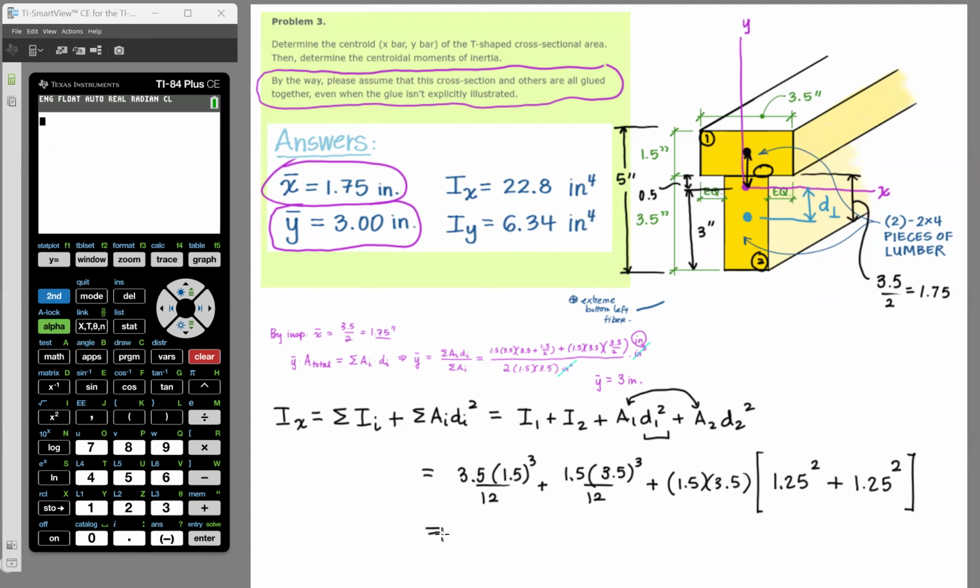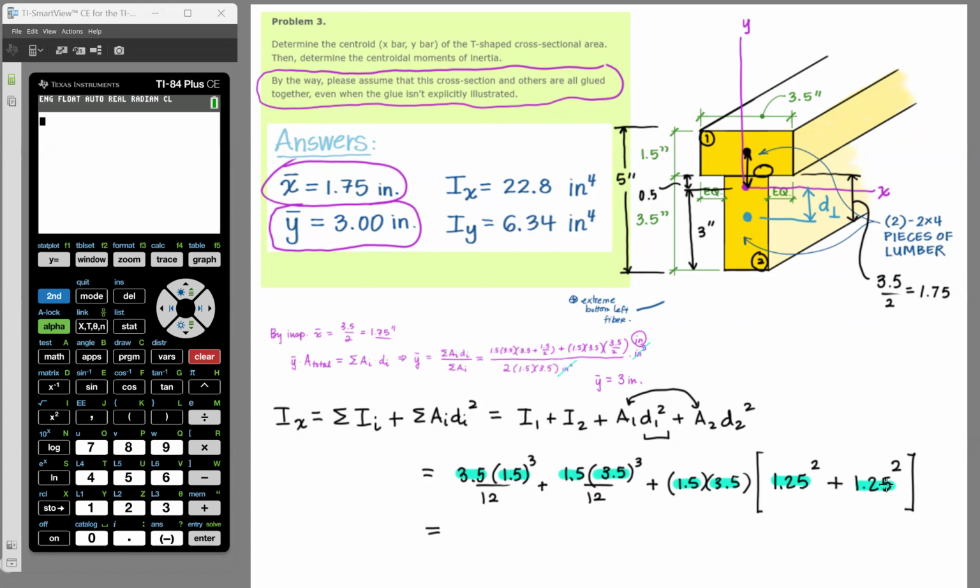All of this, I want to just spot check my units. So inches times inches cubed, inches to the fourth. Inches cubed, inches to the fourth. Inches squared, inches to the fourth. So just a little spot check on units there.